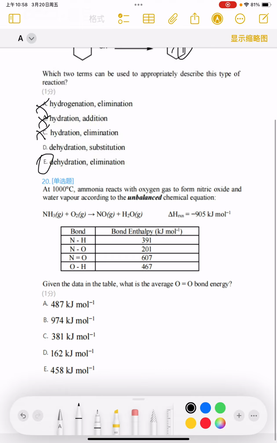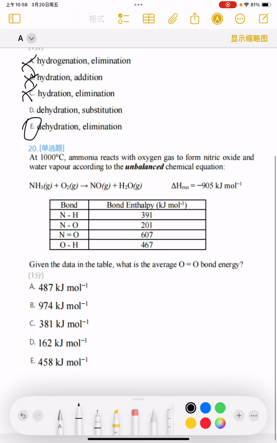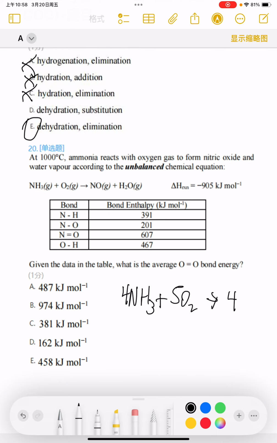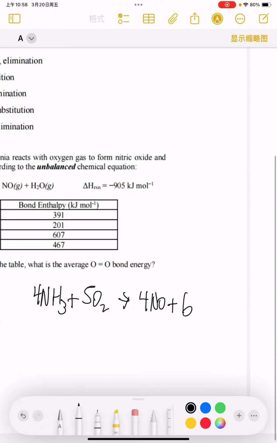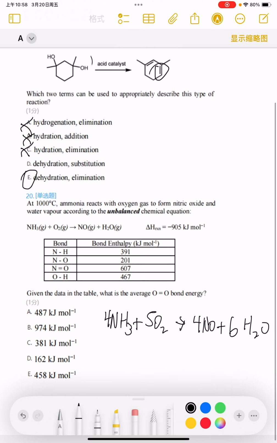Question number 20. Okay, so first they've given us an equation, but they told us that it's unbalanced, and we're given the heat difference. So the balanced equation would be 4NH3 plus 5O2 gives 4NO plus 6H2O. This is a balanced equation.